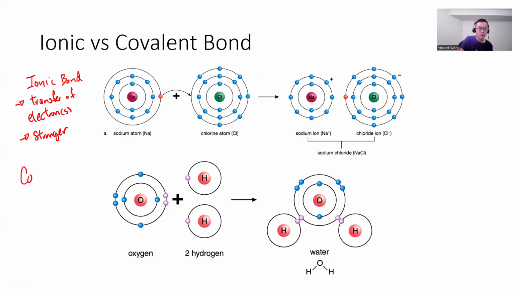On the other hand, the covalent bond, instead of a transfer of electron, involves the sharing of electrons. Sometimes it can be more than one. It's weaker than the ionic bond, but it's still reasonably strong. All the macromolecules that we'll be learning, the atoms are held together by covalent bond. So I want you to know the difference. Ionic bond, it's a transfer of electron. Covalent bond is a sharing of electrons.